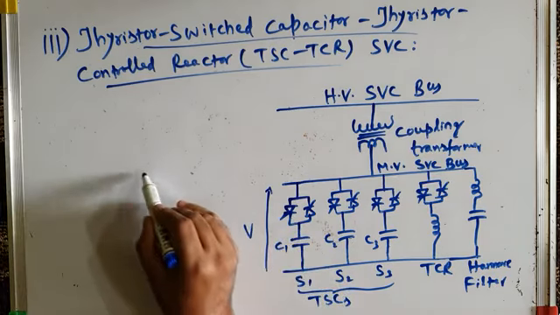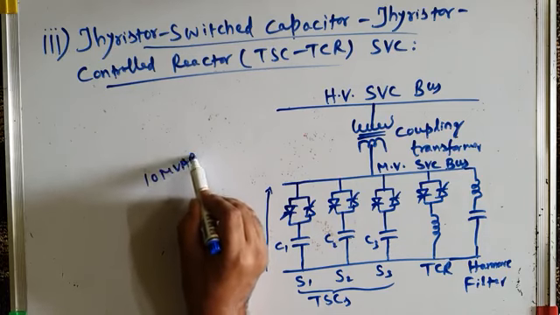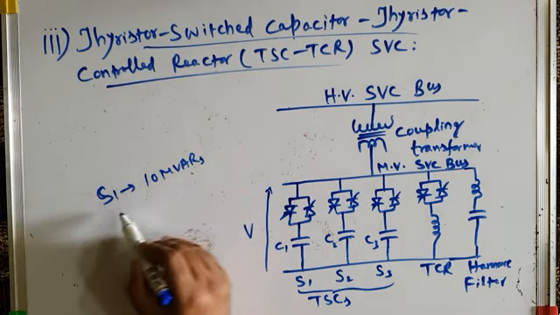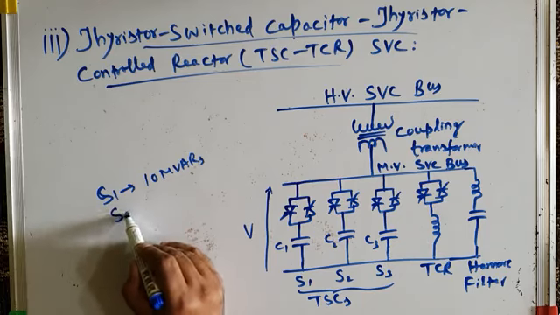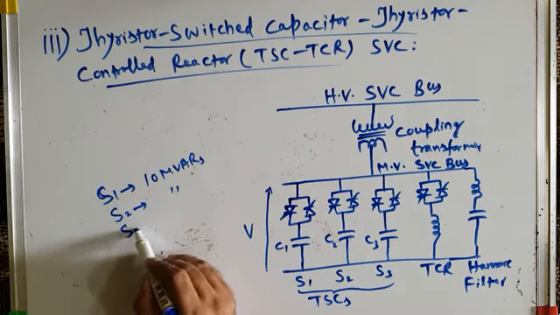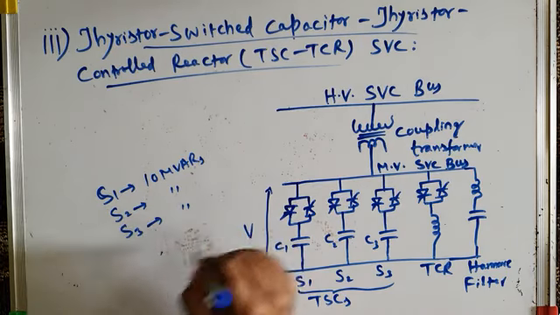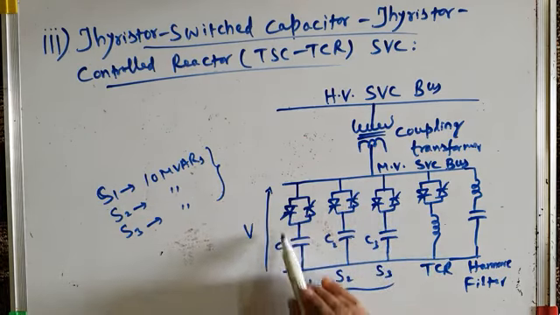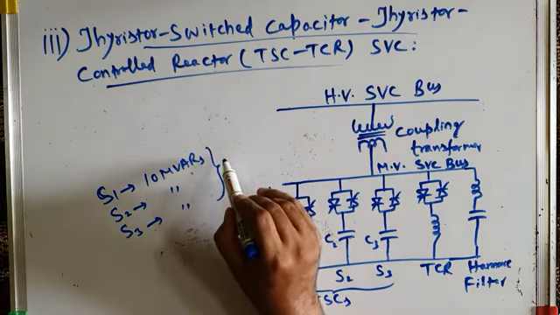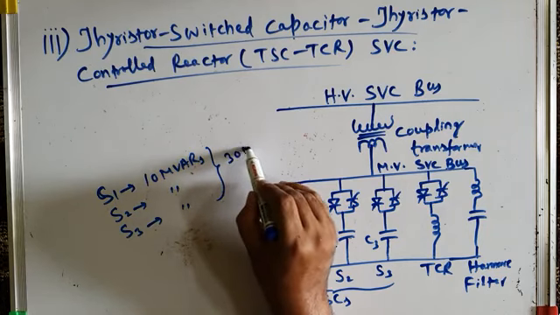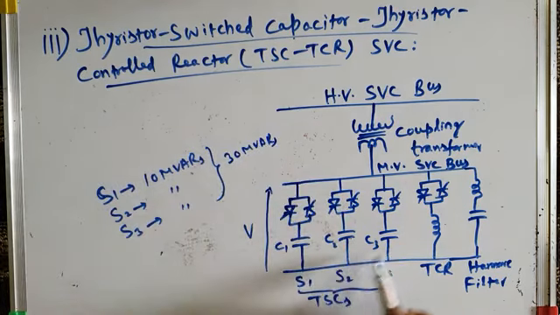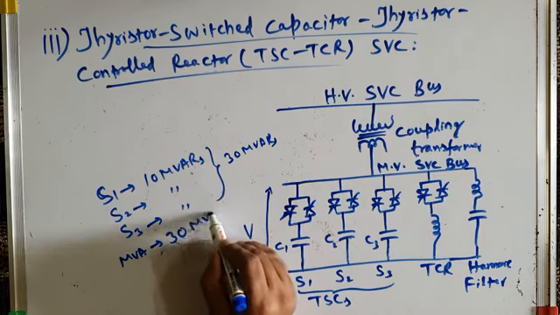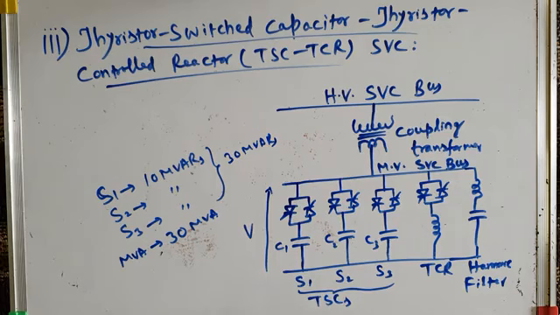Let us suppose each TSC generates a reactive power of 10 MVAr. The TSC S1 generates 10 MVAr of leading vars or capacitive reactive power. S2 is also the same, and S3 is also capable of generating the same amount of reactive power. So what is the total leading or capacitive reactive power generated when all three TSC branches are switched on? 10 plus 10 plus 10, that is 30 MVAr. So the MVA rating of the three TSC branches is 30 MVA, which is of course all reactive power.